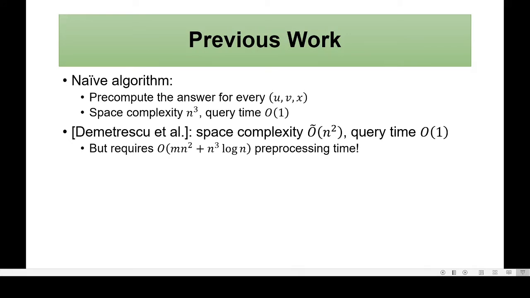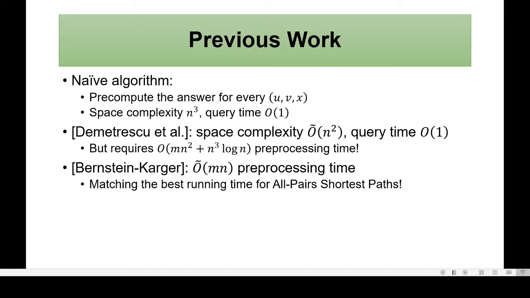Demetrescu et al. constructed a DSO with space complexity n² and constant query time. However, their DSO requires mn² plus n³ log n preprocessing time. In follow-up works, Bernstein and Karger improved the preprocessing time to mn. The uphill shortest path problem is conjectured to require mn time, and the uphill shortest path problem is easier than building a DSO. Therefore, the mn preprocessing time is optimal in this sense.